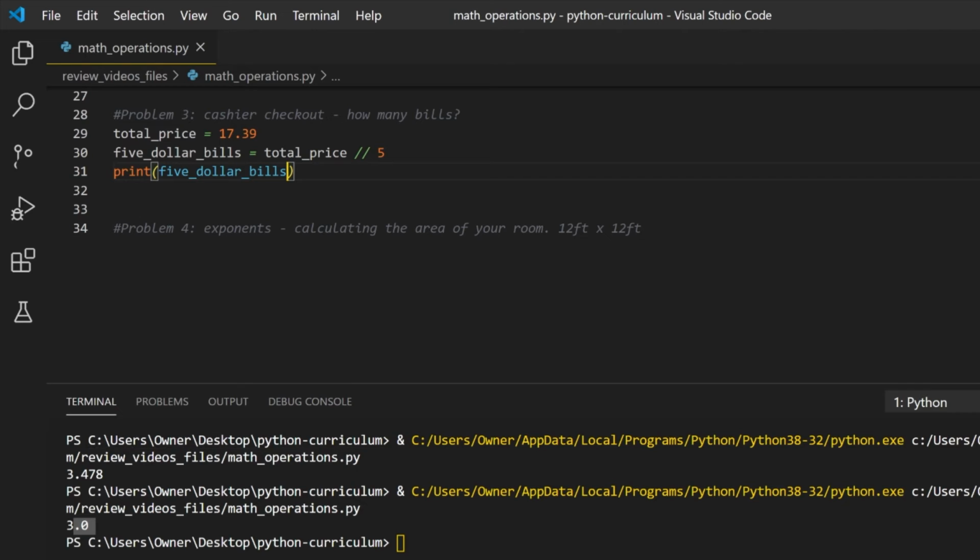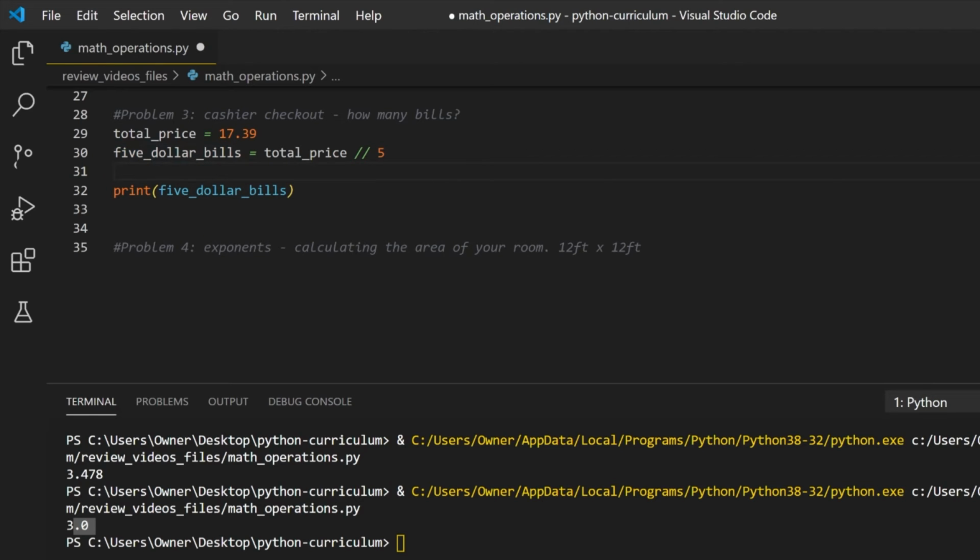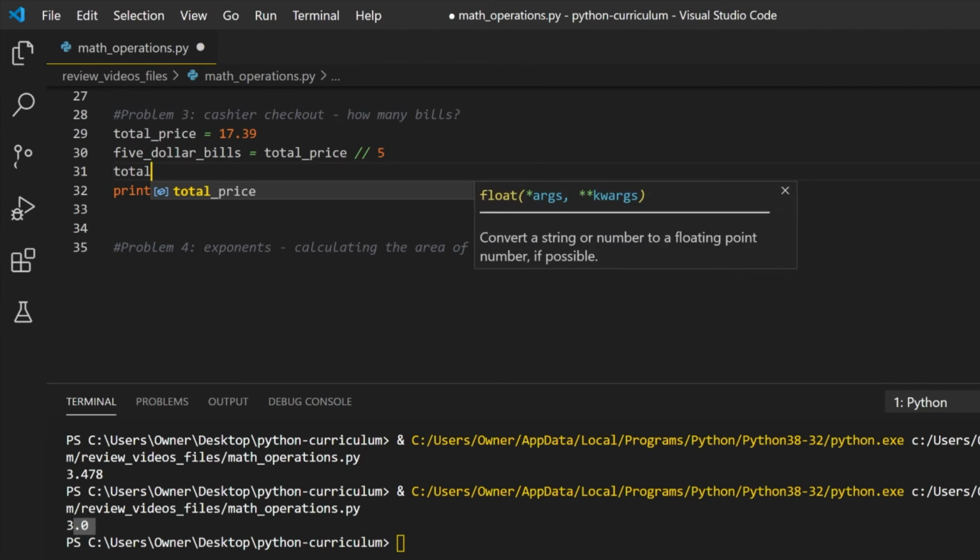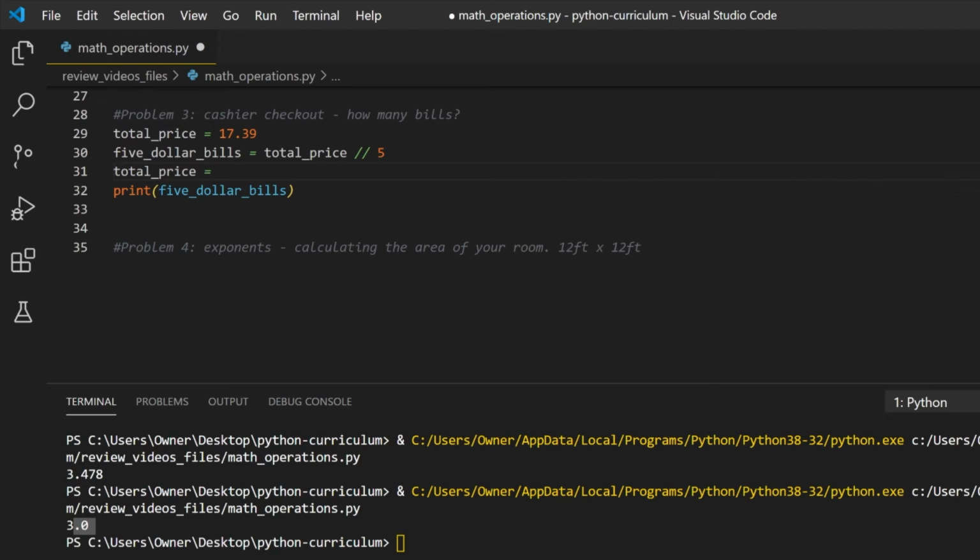Okay. So now that we know how many $5 bills to give to the customer, we want to give $15 to the customer, and we want to calculate our new total price, which should be $2.39. So to do that, we can just change our total price and set that equal to, let's see, our $5 bills. So in this case, it should be 3. And then we want to turn that into $15, because if we have 3 $5 bills, each worth $5, we'll just multiply times 5.